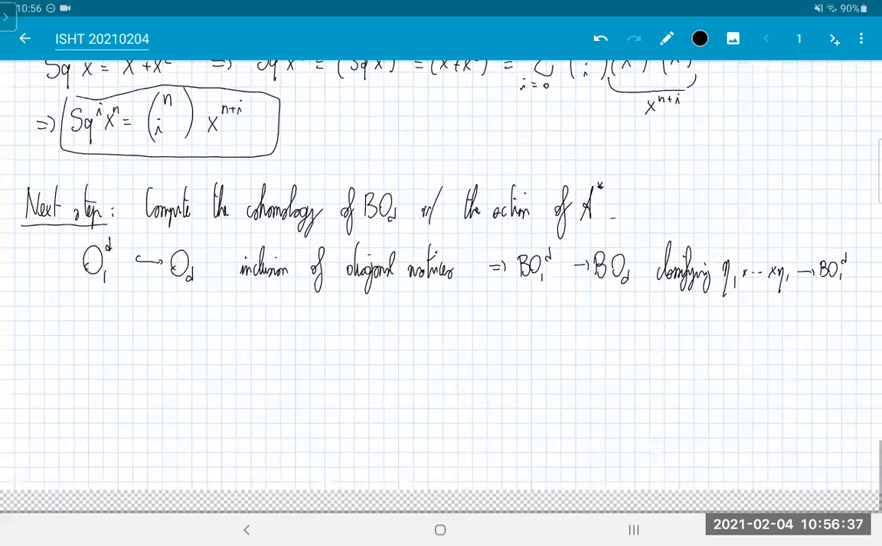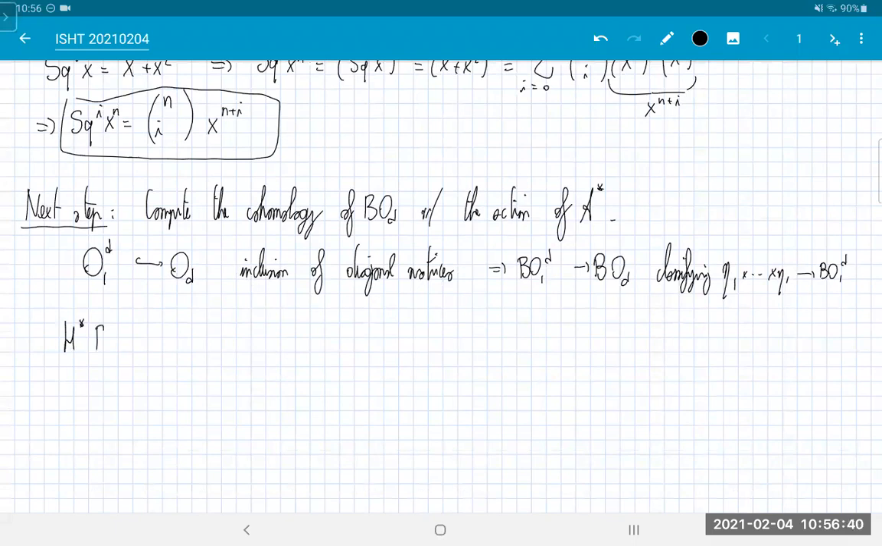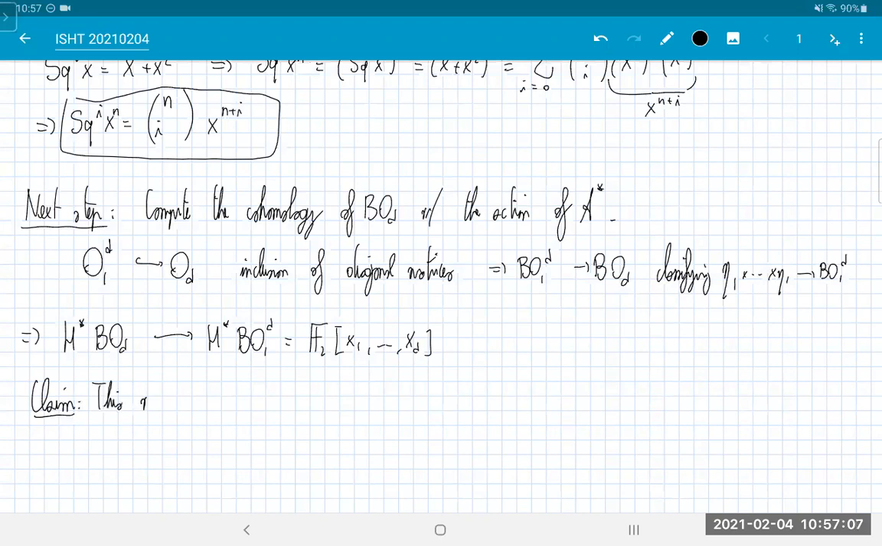And so we get a map from the cohomology of BOd into the cohomology of BO1 to the d, which by the Künneth formula is just, I'm going to call it, F2[x1, ..., xd]. And the claim now is that this map is injective with image the symmetric polynomials.